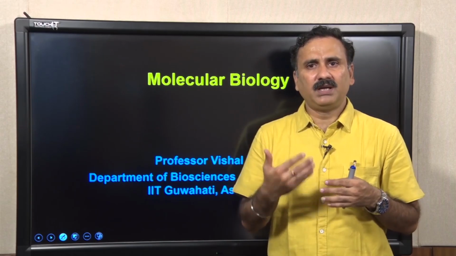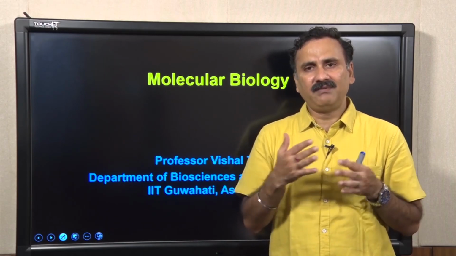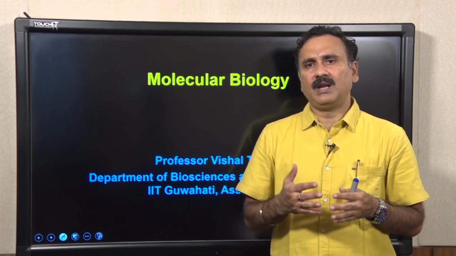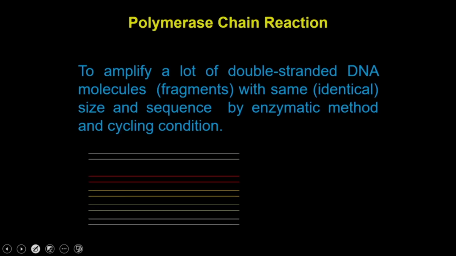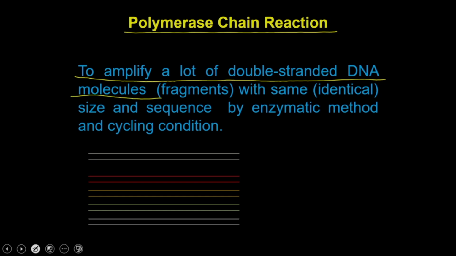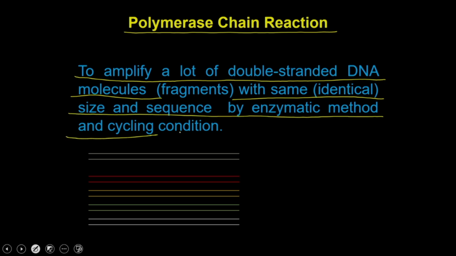So, when we talk about DNA, it is amplified with a technique known as the polymerase chain reaction. As the name suggests, the polymerase chain reaction is a technique which is used to amplify a lot of double stranded DNA molecules with the same identical size and sequence by an enzymatic method under cyclic conditions.